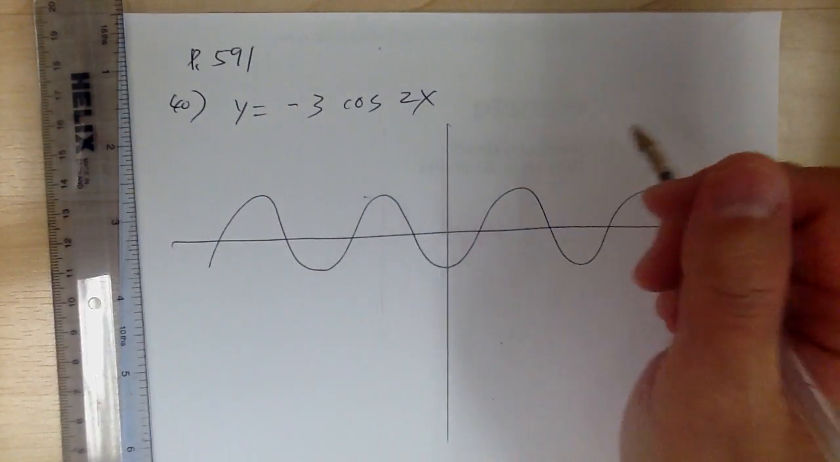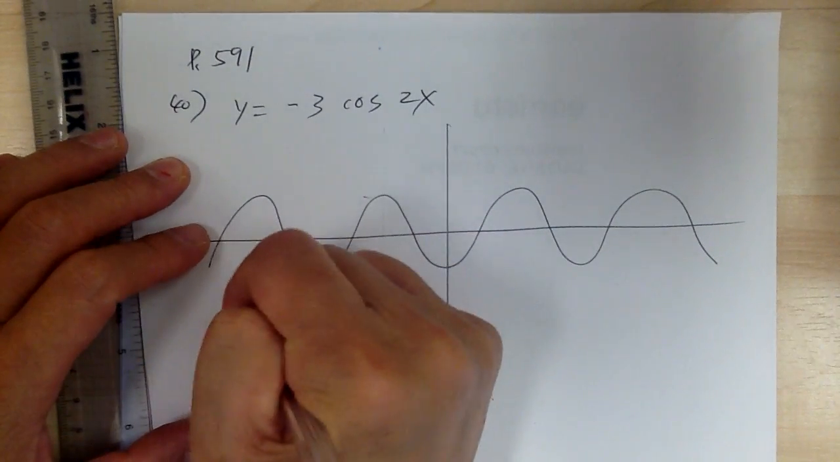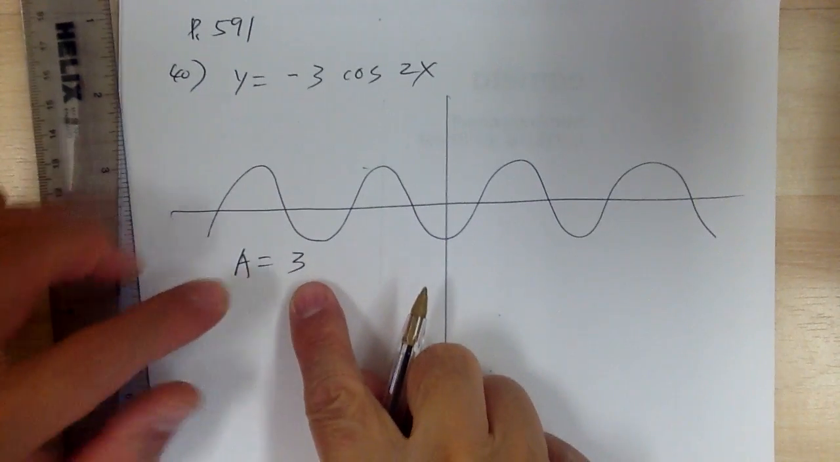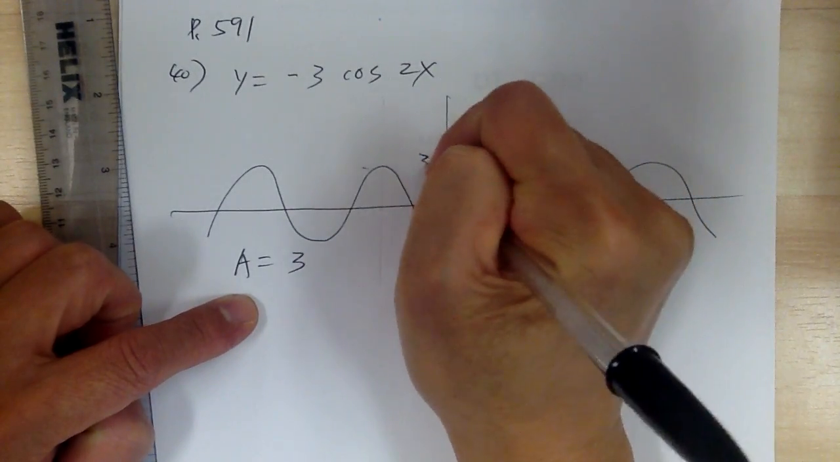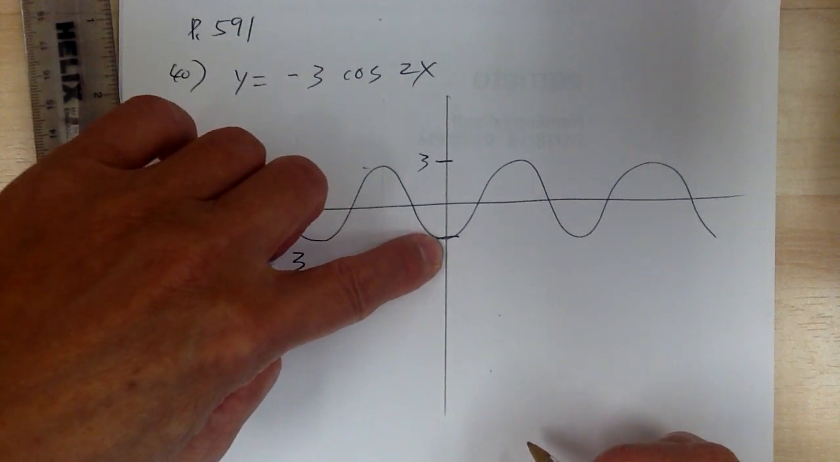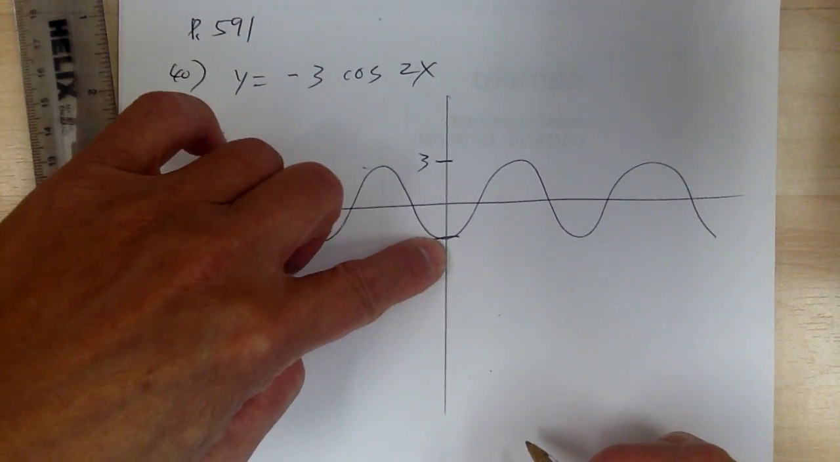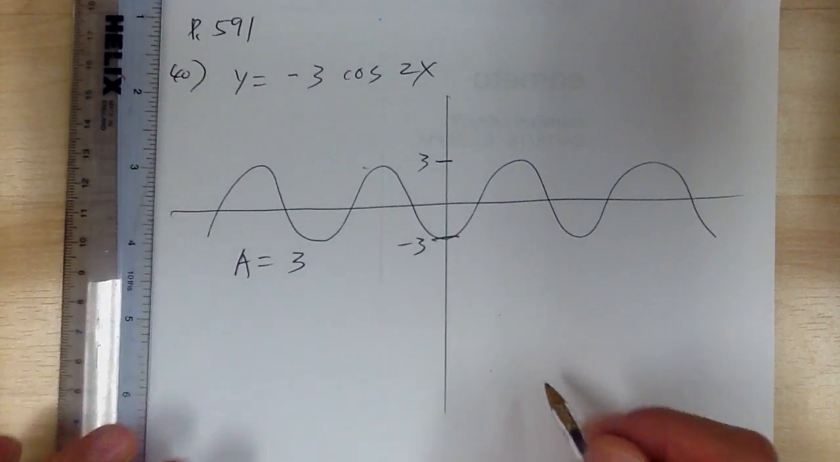Now the amplitude is the absolute value. So even though it's -3, your A is equal to 3. Don't put a -3. Right away you know that this would be a 3 and this would be a -3. So basically -3 tells you where the starting point is. It's -3, so you start at -3. It's upside down now, so you have to know that.